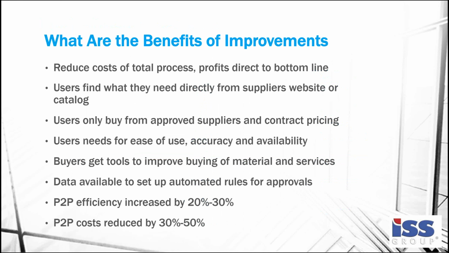Let's get down to some numbers here. Procure-to-pay efficiency increased by 20 to 30%. You can see the numbers of POs per FTE, for example, the cycle time, the cost of a PO. All of these are really impacted by some of these strategies I proposed, and your procure-to-pay costs go down by 30 to 50%. So none of these are trivial and can be substantial. Next slide.